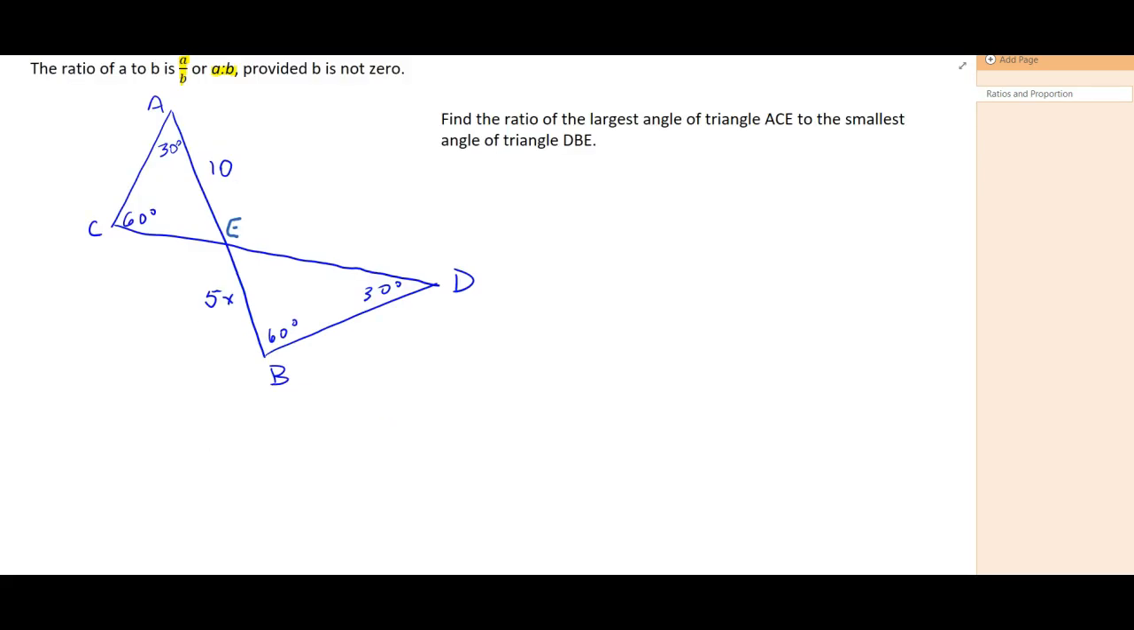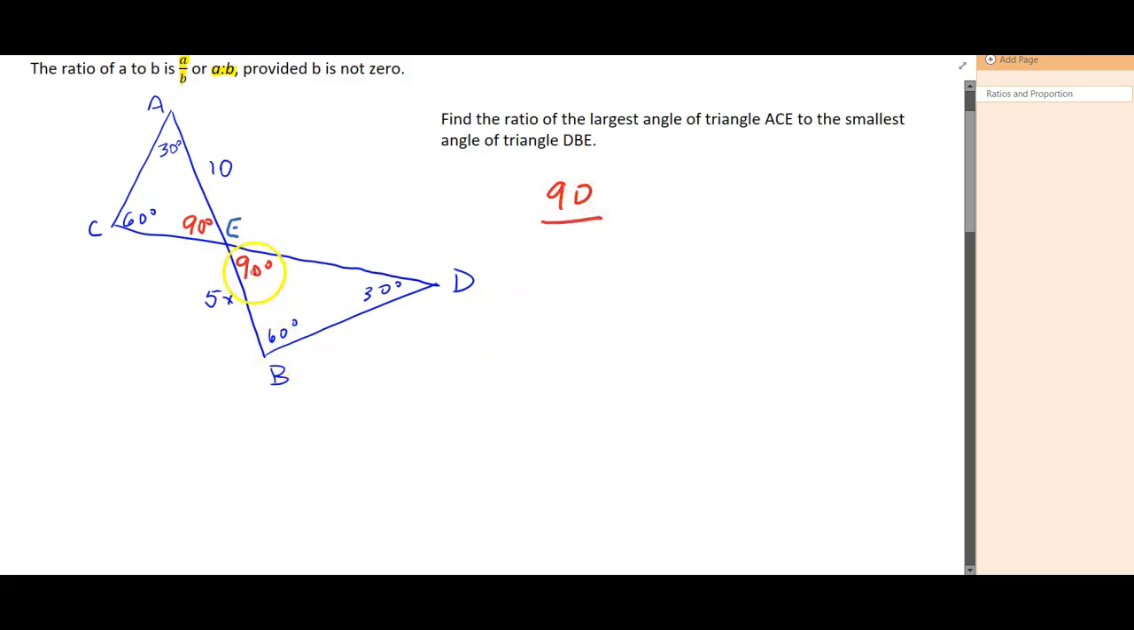Now we're going to find the ratio of the largest angle of triangle ACE to the smallest angle of triangle DBE. Okay, so if these two angles are 30 and 60, which add up to 90, then this one has to be 90 because all three angles have to add up to 180. And since these angles are vertical, that's also going to be 90.